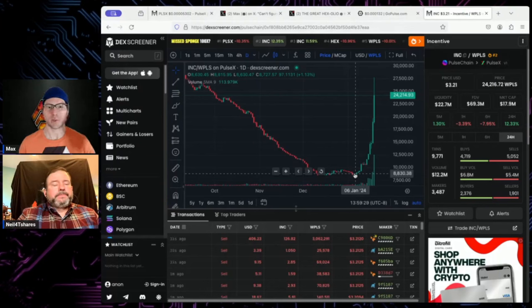What does that mean for people? It means you're getting a 10x in dollar terms. If you bought INK at that bottom point and then sold it today, you get 10x your dollar amount in dollar terms, but in Pulse terms, you only get a 3x. That's a big difference, because what do you want to hold right now in a market that's moving up with these tokens like Pulse and PulseX?